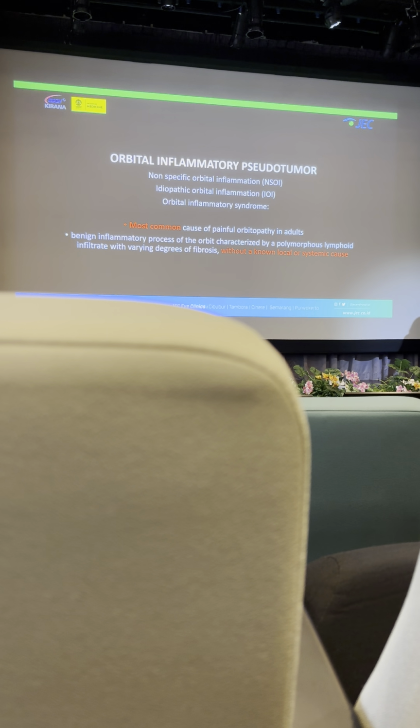And we know the orbital inflammatory pseudotumor, in our place we call it only pseudotumor, but some can say it's a non-specific orbital inflammation, idiopathic orbital inflammation, or orbital inflammatory syndrome. The most common case of painful orbitopathy in adults in our hospital is pseudotumor. It is a benign inflammatory process within the orbit characterized by polymorphous lymphoid infiltrate with varying degrees of fibrosis, without a known local or systemic cause.